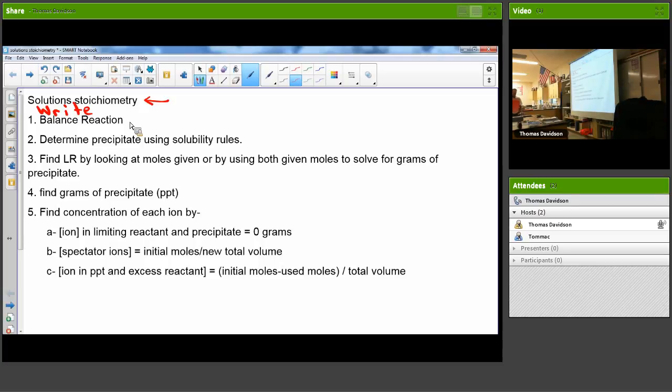Number 2 is determine the precipitate by using solubility rules. You do not have to have those memorized. I have this little paper that I hand out when you take the test that will help you with that.